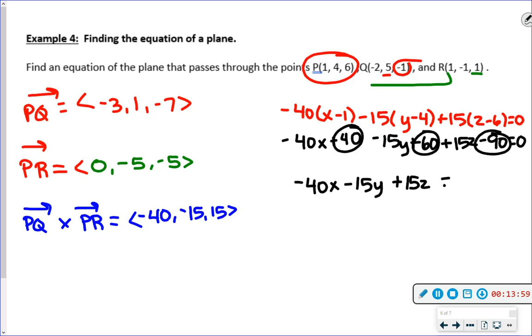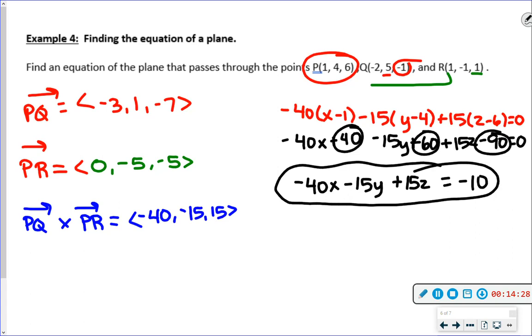Now, I have no problems if you leave your equation like that. You could make it even a little simpler. You could divide everything by what? 5. If you want to reduce it down by 5, you're welcome to reduce it by 5. I'll just circle it. All right. Any questions on that?